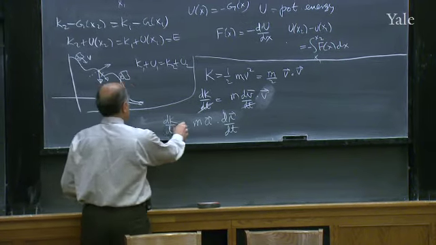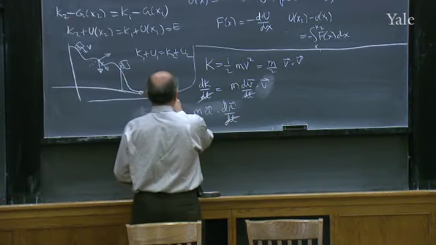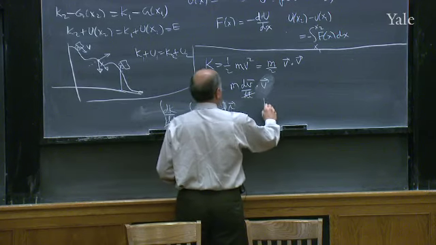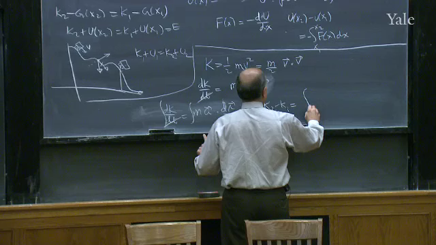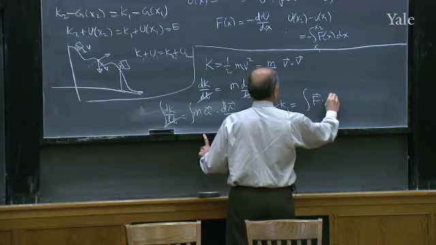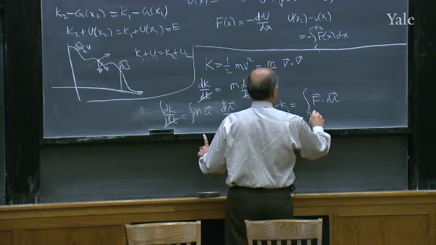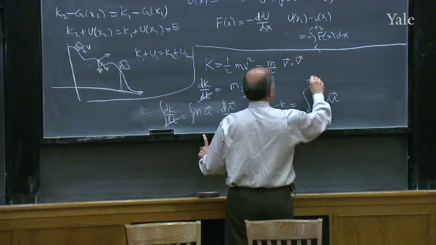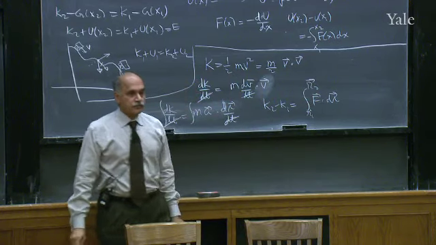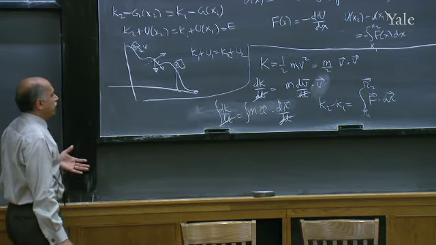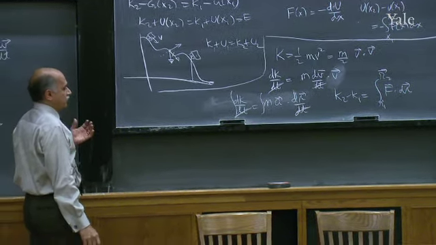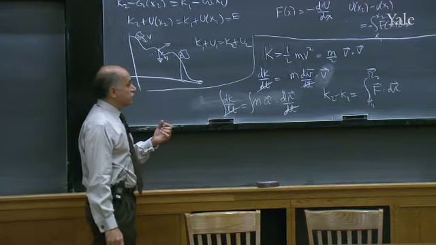Now we cancel the dt's, and we write the change in K, K2 minus K1, as equal to the integral of F dot dr from the starting point r1 to the ending point r2. In other words, the change in kinetic energy in 1 dimension is just force times distance for tiny distances.